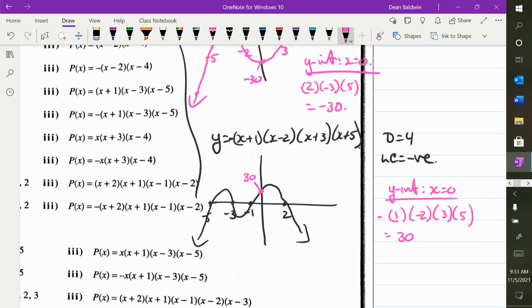Isn't it -30? Nope. Because why is it not -30? Because of the negative leading coefficient. You have to factor that in too. And that's the check, right? Because if you got -30, you'd be like, what's going on here? But the negatives cancel and you get +30. All right. Do we feel okay with that?